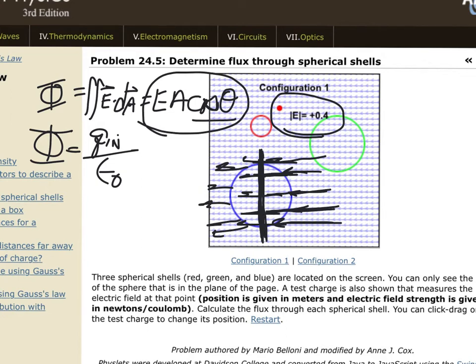So how do you get the area of the circle? You need to take your cursor, measure the diameter, and then calculate the area of any circle, pi r squared. And that way you can get the flux in and the flux out of any of those spheres.